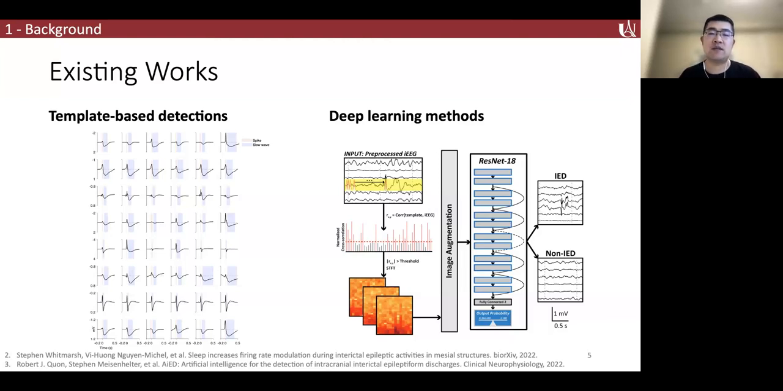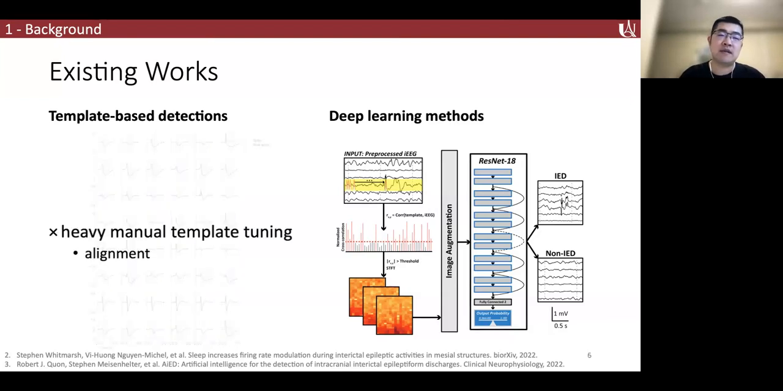This figure demonstrates one state-of-the-art method in the neuroscience community. It first uses a sliding window to segment the series into subsequences and then transforms each subsequence into a spectrogram. Then they run a 2D ResNet-18 to detect the IED patterns based on the spectrograms. However, both of these methods have some problems.